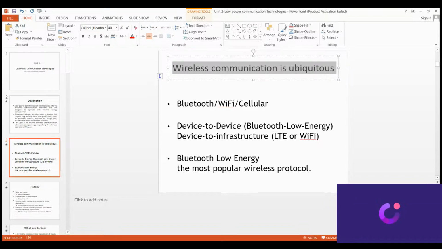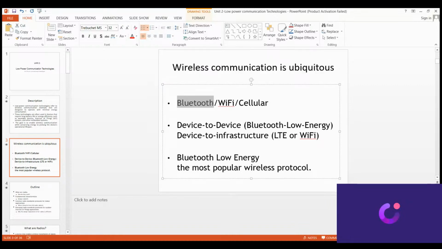Okay, so now these are some of the forms that we have. We have what we call Bluetooth, Wi-Fi, cellular. We also have what we call device to device, or Bluetooth low energy, where you are just transferring information from one device to the other, like we've been able to transfer files from one phone to the other.